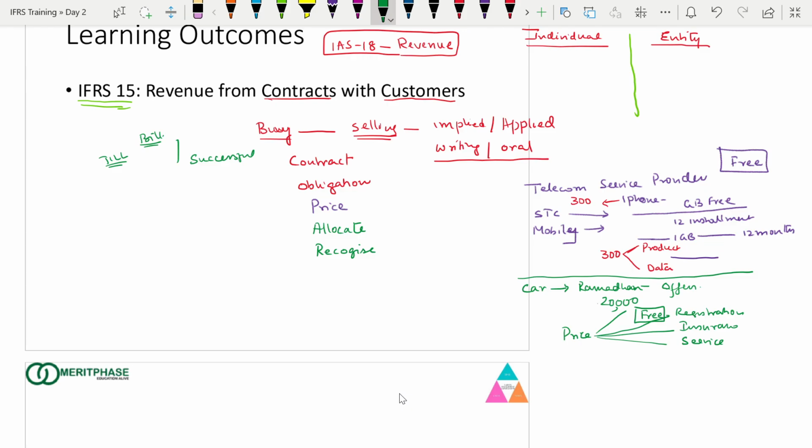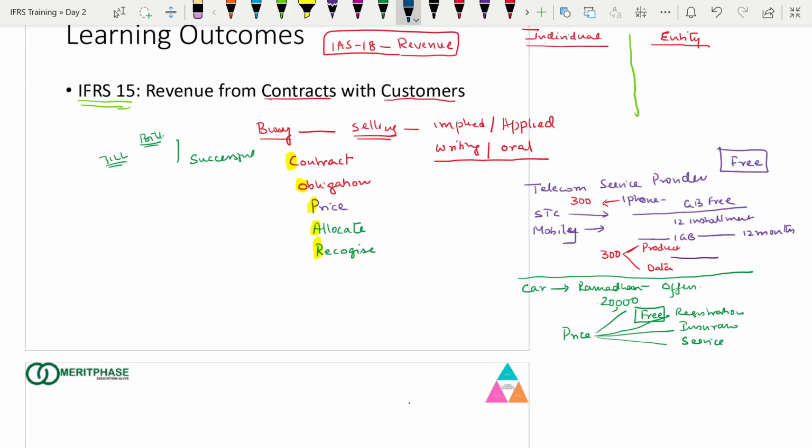IFRS 15 takes these rules into consideration. We call them COPAR: Contract, performance obligation, price, allocation, recognition. Whichever contract, I gave you a small example of a water bottle, and a small example of a telecom. In other words, now you see the things. You do this practically 200%.